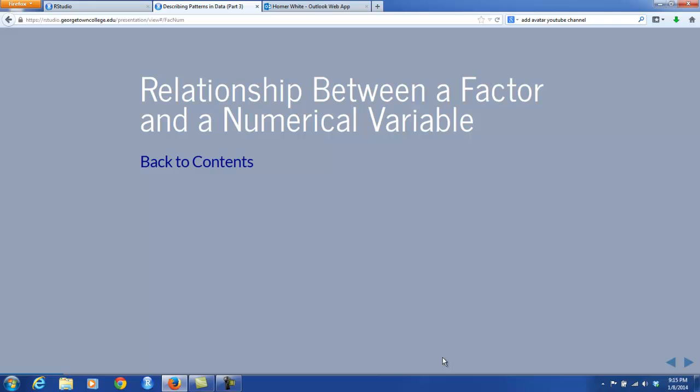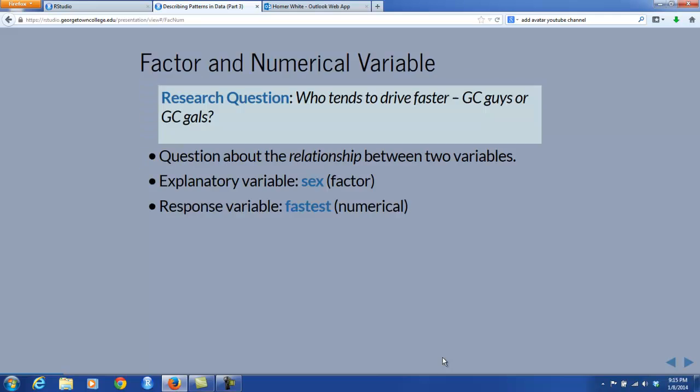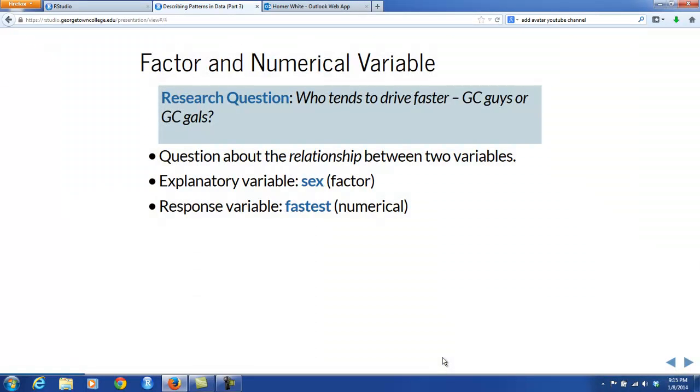Okay, so how would we explore a research question where there are two variables of interest, a factor variable and a numerical variable, and the research question is about the relationship between them? Our example research question to begin with will be, who tends to drive faster, Georgetown College guys or Georgetown College gals? This is a question suggested by the data in the Math 111 survey data frame. It's certainly a question about the relationship between two variables.